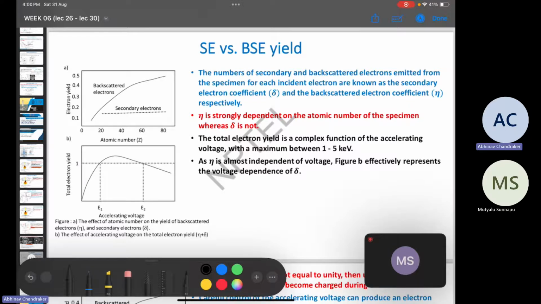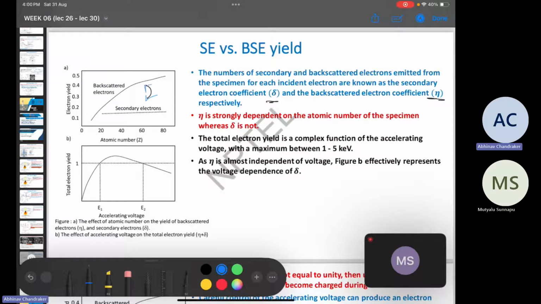Now we'll talk about another important aspect of signals in SEM, that is the yield due to different phenomena. In case of secondary electrons, we denote it by delta. For BSEs, we denote it by eta. The BSE yield is more strongly dependent on the atomic number compared to the secondary electron yield.